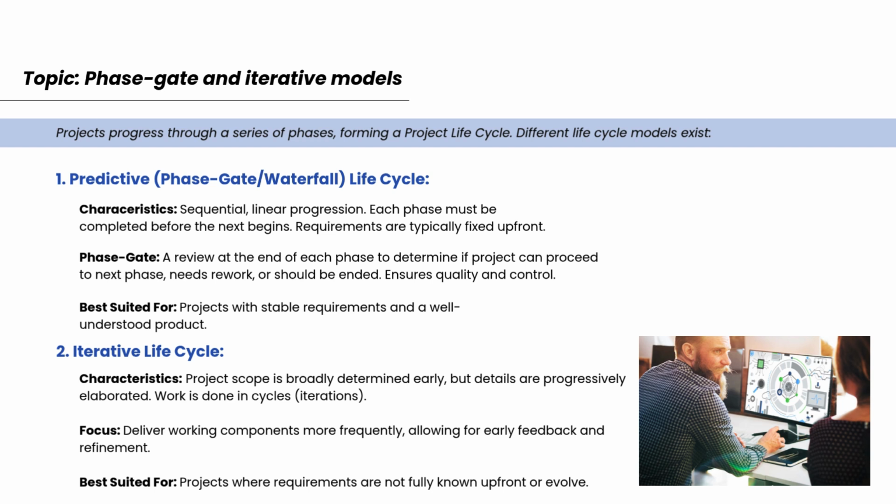Now, let's look at the iterative life cycle. Unlike the predictive model, here the scope is broadly defined early, but the details evolve over time. The work is done in repeated cycles or iterations, allowing for frequent delivery of working components. This model focuses on getting feedback early and refining the product based on that. It's best suited for projects where requirements are unclear at the start or may change over time.